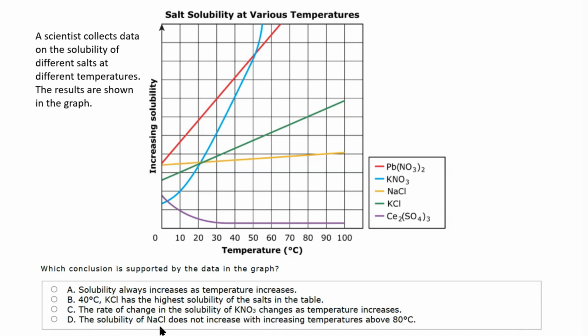The solubility of sodium chloride does not increase with the increase in temperature above 80 degrees Celsius. The yellow one is the sodium chloride. Why 80 degrees Celsius here? You can see somewhat it is horizontal. But when you look carefully, you can see that it's not completely horizontal. A slight increase is still happening. So that means D is also not correct.